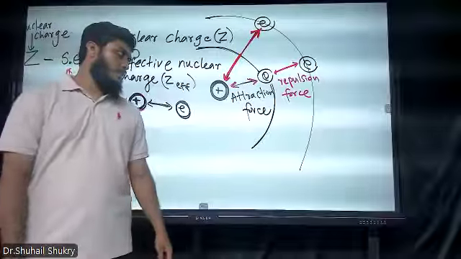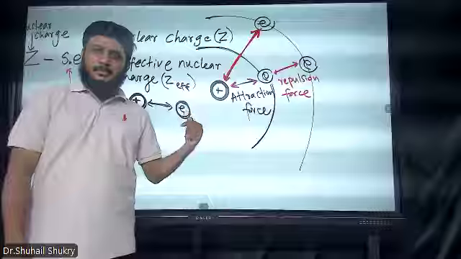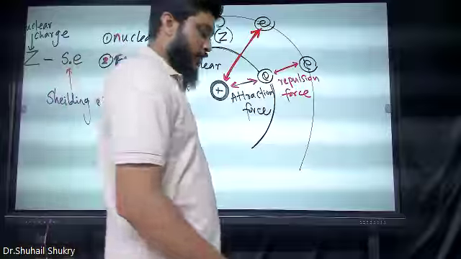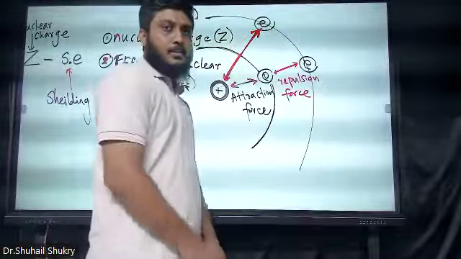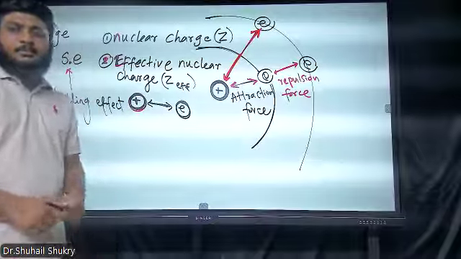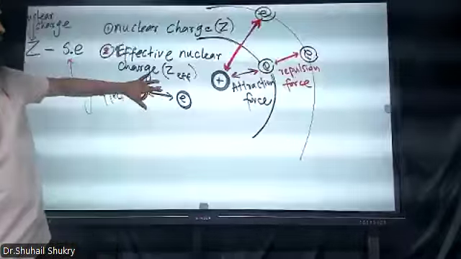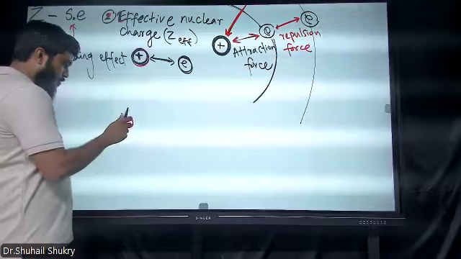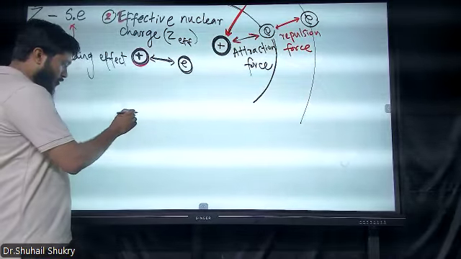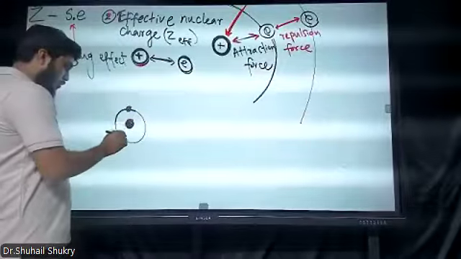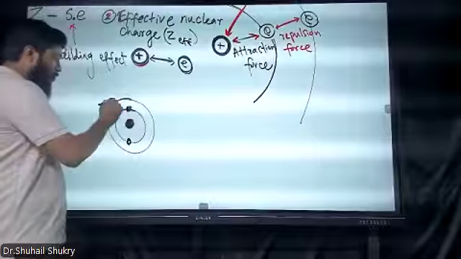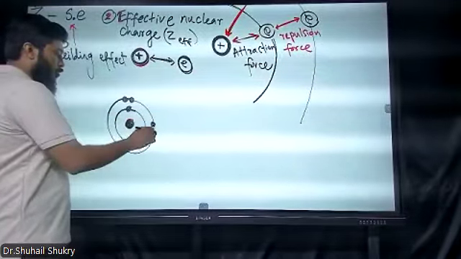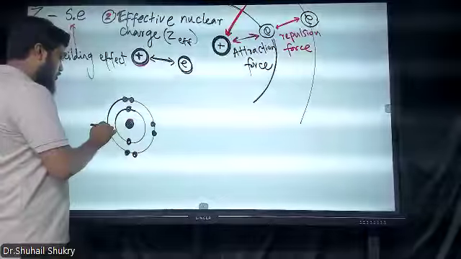That is what is called the shielding effect. So you can understand, right? You can write as the next point: the inner electrons are known as core electrons. C-O-R-E, core electrons.